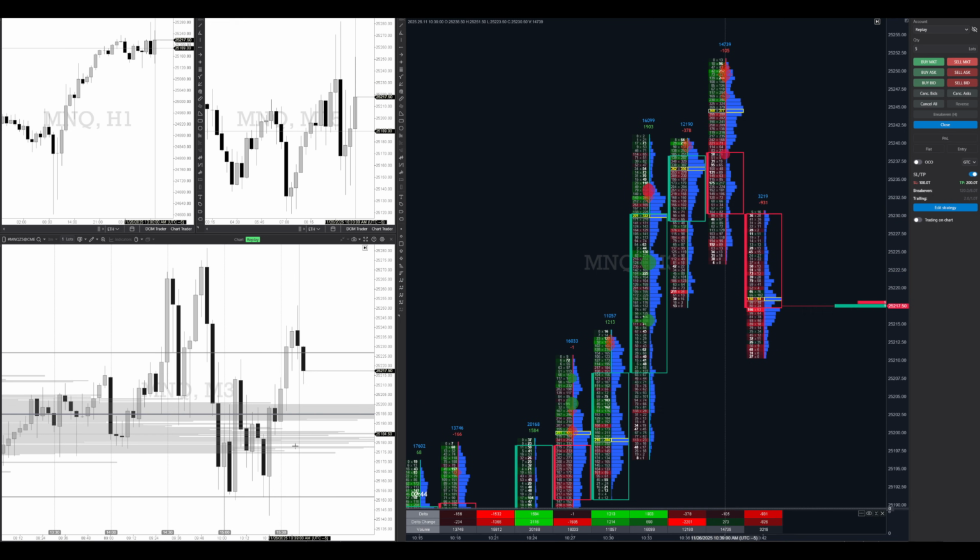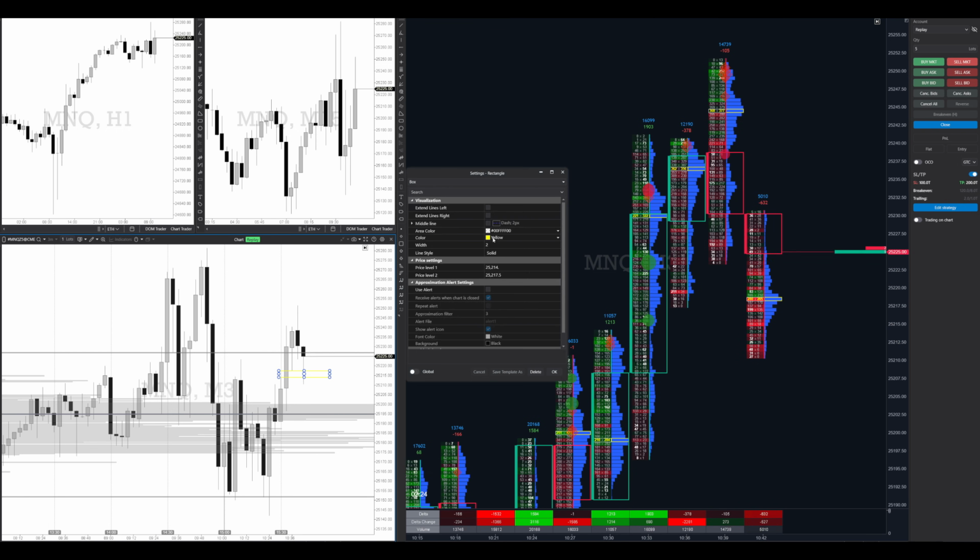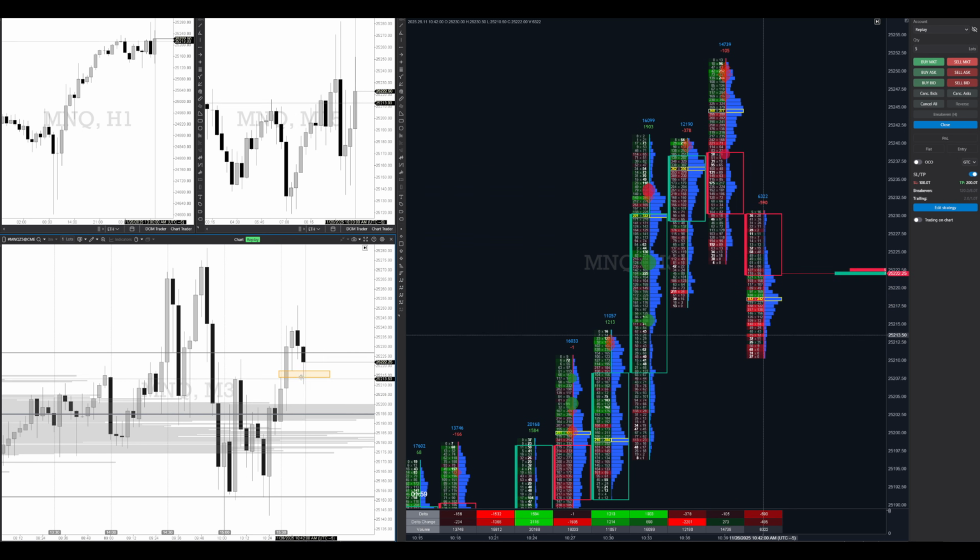So you can see this fair value gap here. The charting stuff is a little bit different. I'm still getting used to it. Here is a fair value gap here. I don't like yellow. Let's try an orange. Area color. Let's do an orange, and let's do like this. Okay, fair value gap there. So I'm still getting used to the platform. It's interesting. I do like trading using it.